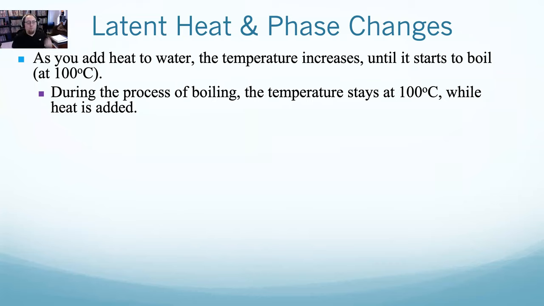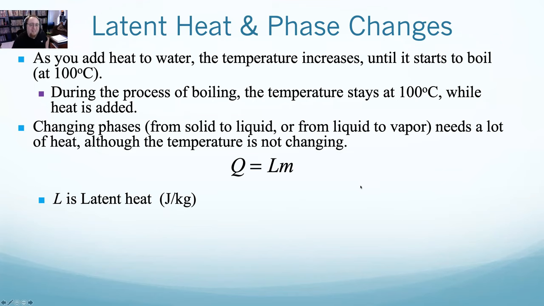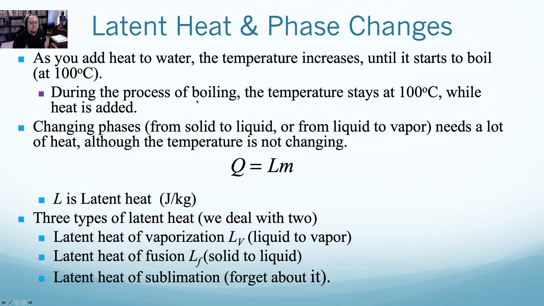What will happen when the water boils is all of the heat you add goes to changing the phase. The heat required to change the phase, or the heat that's released when you change the phase if you're going from gas to liquid or liquid to solid, which is still heat, so it's going to be Q, goes by this equation: Q = LM. The heat required to change the phase of something is the latent heat times the mass. The latent heat, with units of joules per kilogram, is just a constant for the material. And really, it's three constants: the heat of vaporization, the heat of fusion, and the heat of sublimation. We're never going to talk about sublimation, so you can skip it.